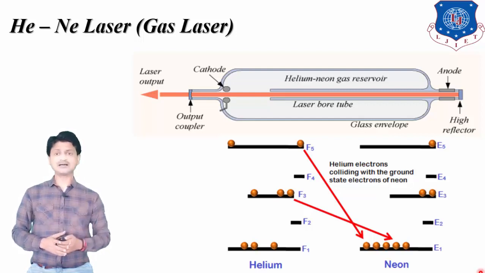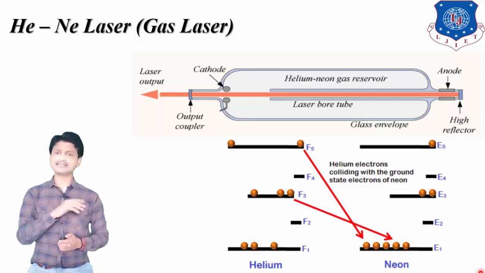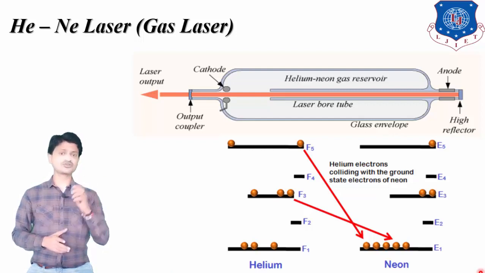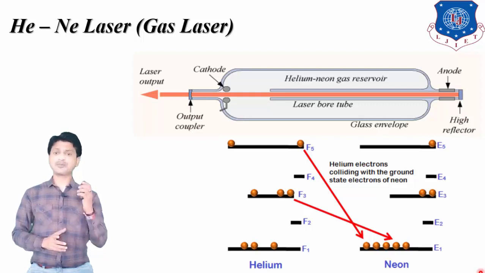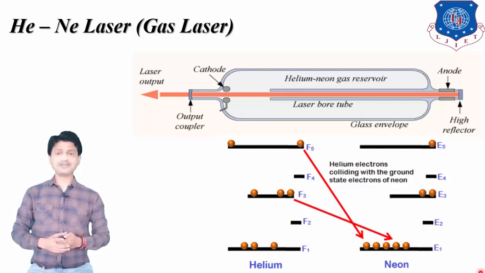In ruby laser and Nd:YAG lasers, light energy sources such as flash tubes or laser diodes are used as the pump source. But in the case of the HeNe laser, light energy is not used as the pump source. Here a high voltage DC supply is used as the pump source. So high voltage DC supplies electric current through the gas mixture of helium and neon.